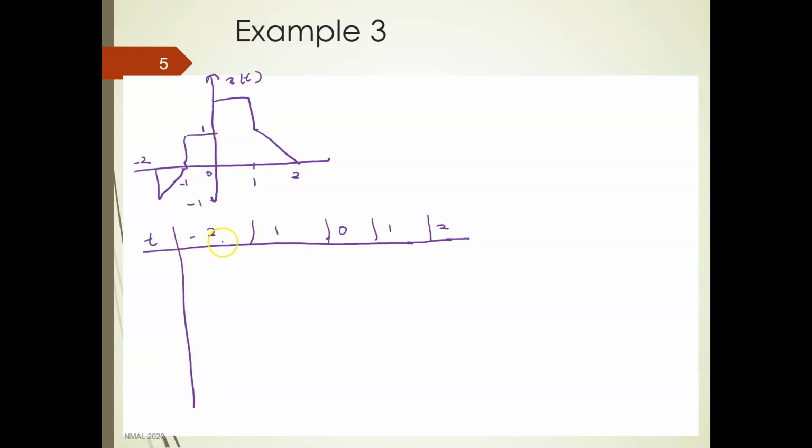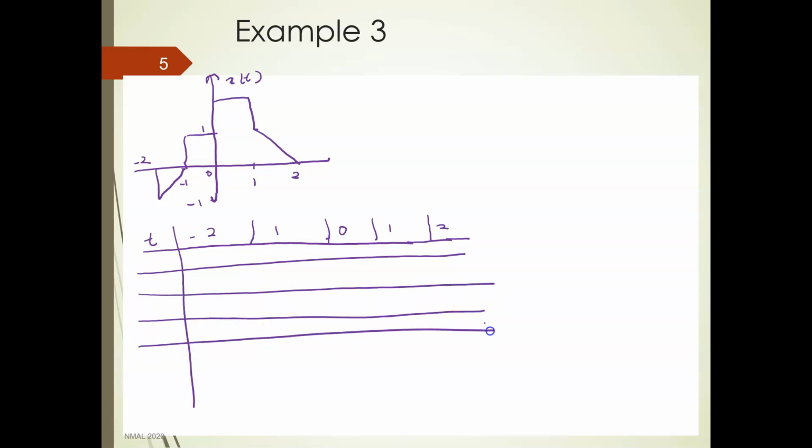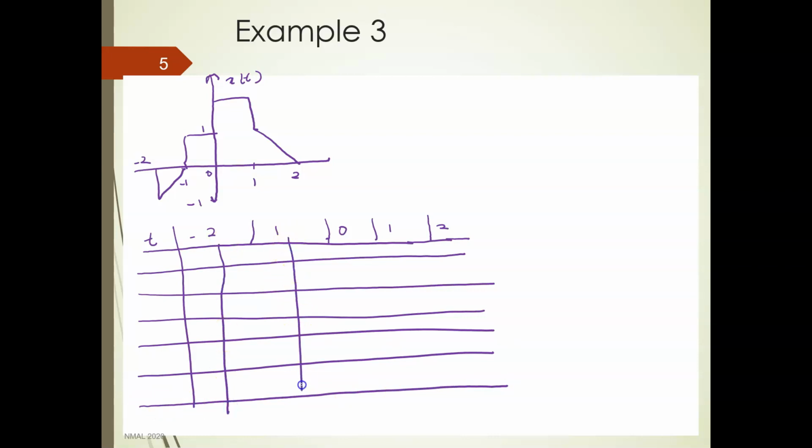Okay, so there are 1, 2, 3, 4, 5 time steps required. So you will need to have 5 rows. Okay, 2, 3, 4, and 5, and finally the final row, which is the overall signal. And then you draw a line like this in between the time involved.